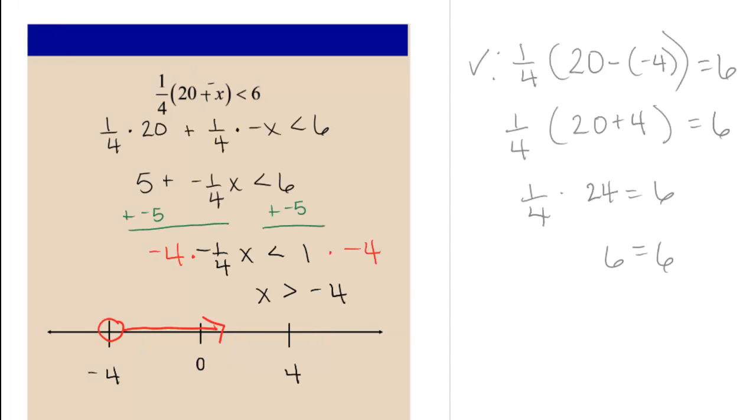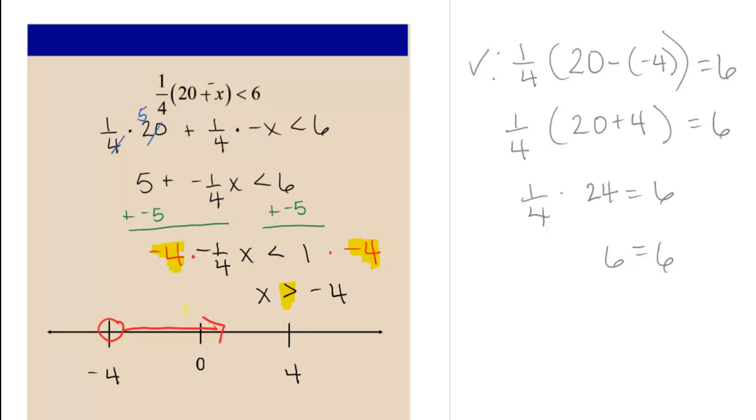In this problem, I went ahead and used my distributive property and saw that 1/4 would go into 25 times, and 1/4 times negative x is negative 1/4 x. Then I added negative 5 to both sides, multiplied both sides by my reciprocal, which is a negative number. Therefore, I had to flip my inequality on my last step. So I end up with x is greater than negative 4.